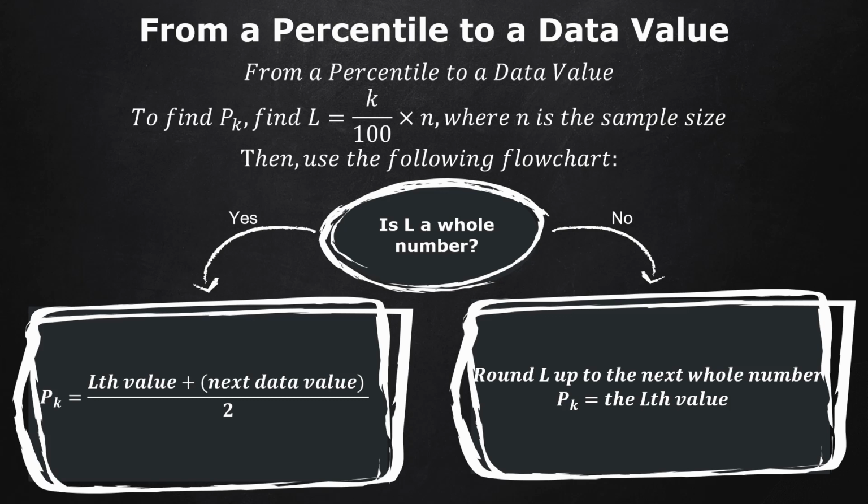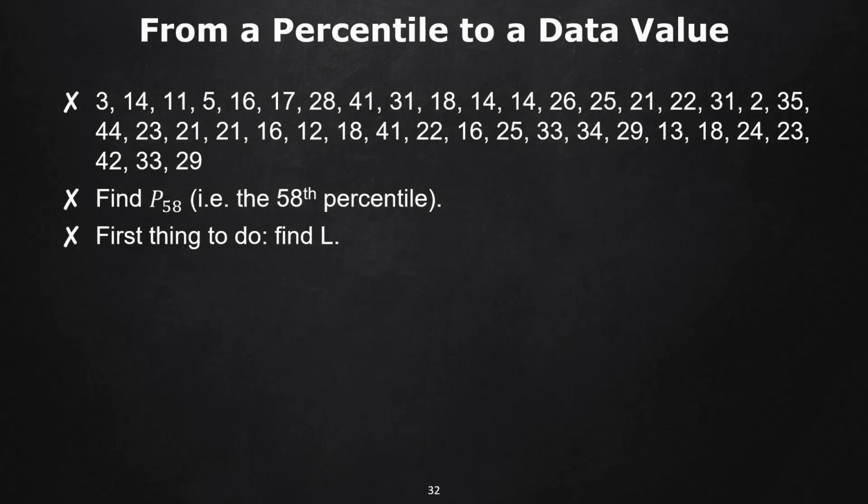Yes. So let's actually work this problem out. It's the exact same data set, the survival lengths from the last video. Now they want us to find the 58th percentile, or P58. First thing we got to do is find L using our handy dandy formula. So L is K divided by 100 times N.